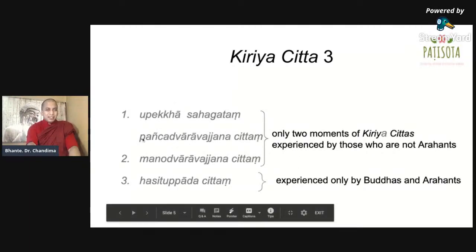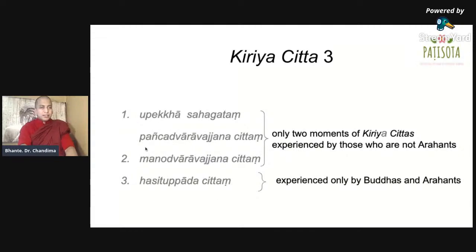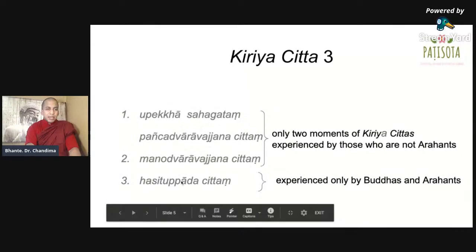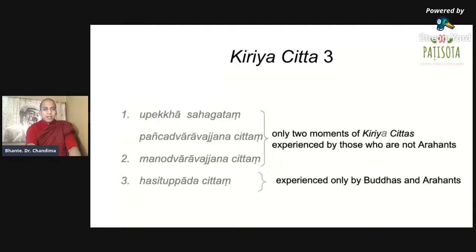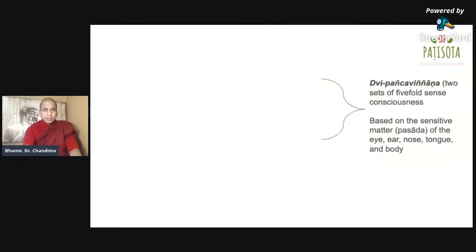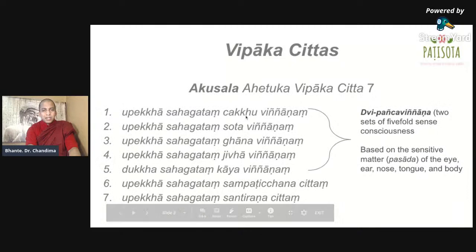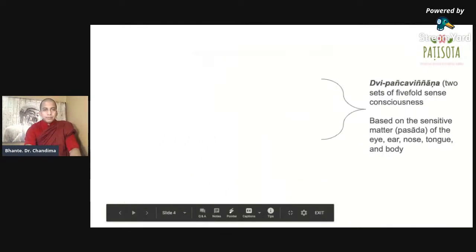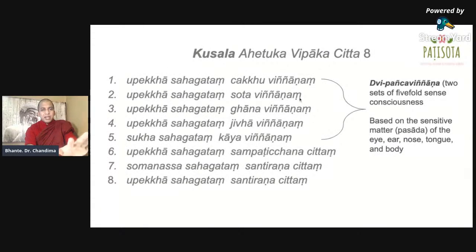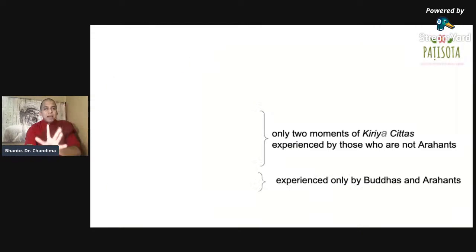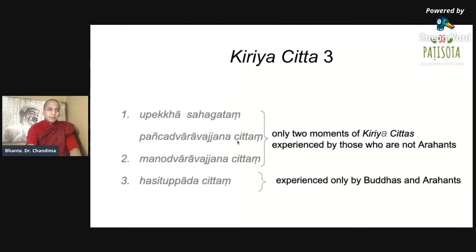The first one is Upekkha Sahagata Panchadvara Vajjana, but the second one has no upekkha, somanassa, domanassa, anything. It is just Manodvara Vajjana and Hasituppada Chitta. I don't think this has an issue for us. It is only experienced by the Buddhas, Pacceka Buddhas, arahants. But Panchadvara Vajjana is a big deal, folks, because you can see these 5 vijnanas. Before these 5 vijnanas arise on the akusala side, before these 5 vijnanas arise on the kusala side, what is happening is Panchadvara Vajjana or Manodvara Vajjana. So you have to keep that in mind.